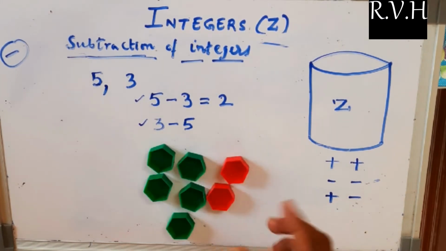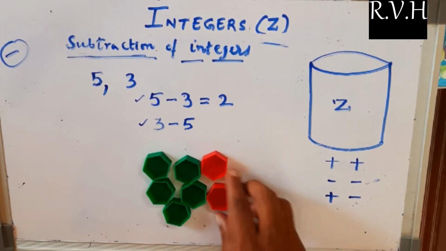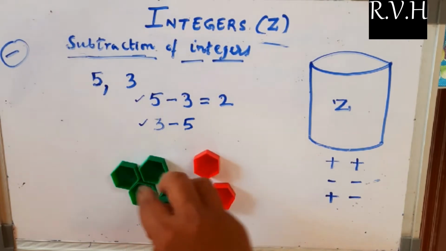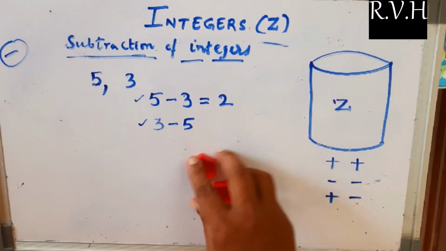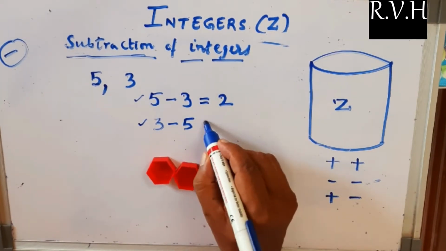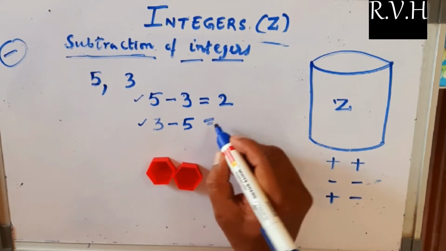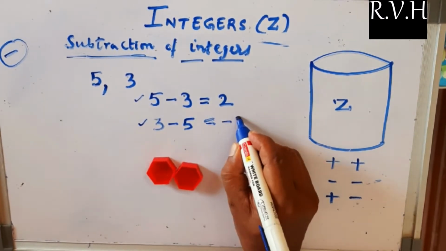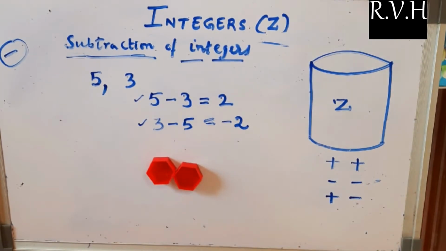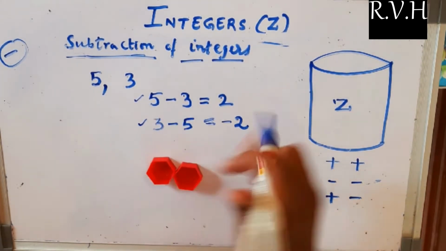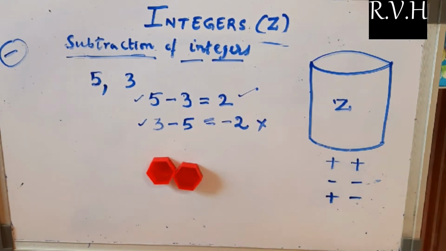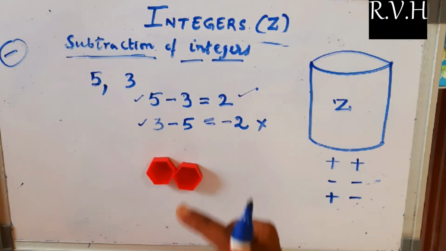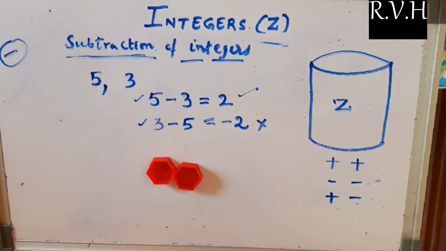Now from out of 3 I'm going to take 5. See, I'm removing all these 5 numbers. So what am I left with? 2 red ones. What do you mean by red ones? As I told you in the earlier video, red ones means minus 2. So 3 minus 5 is minus 2. 5 minus 3 is 2. Both are different. You must be very careful. Apply common sense. That's what you need to understand in this subtraction of integers. So this is the first case.